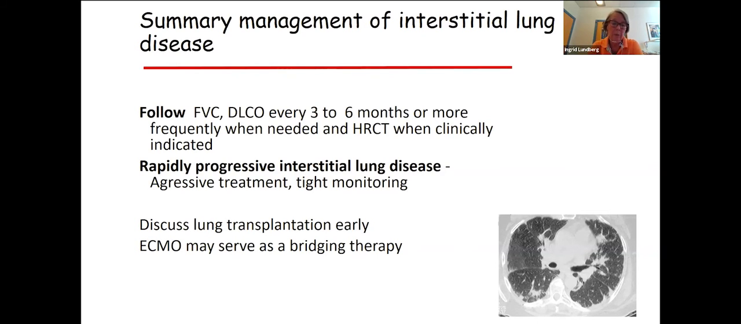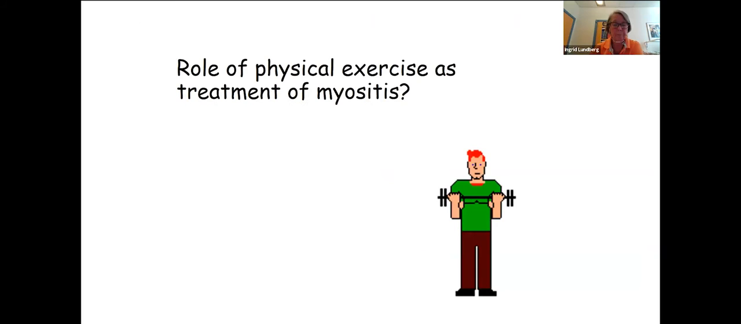For patients with a rapidly progressive interstitial lung disease, I think the overall recommendation is to use aggressive treatment and tight monitoring. And it's important to discuss lung transplantation early. And here ECMO may serve as a bridging therapy until the patients can be considered for lung transplantation. But close collaboration with the lung doctors is really to be recommended.